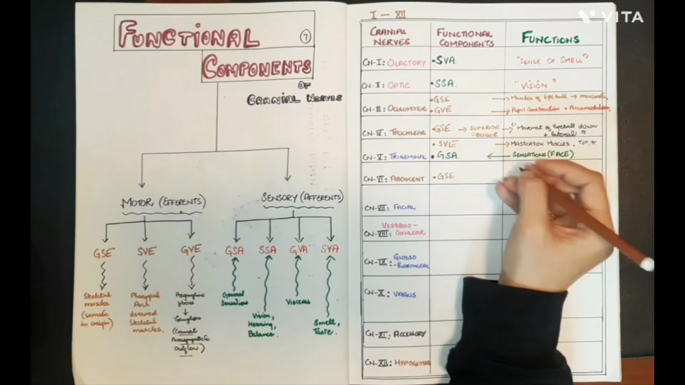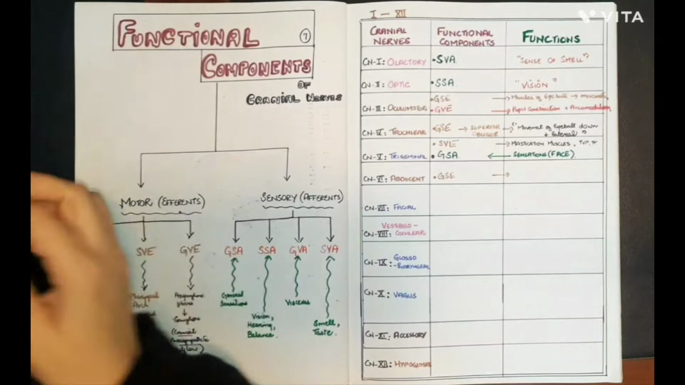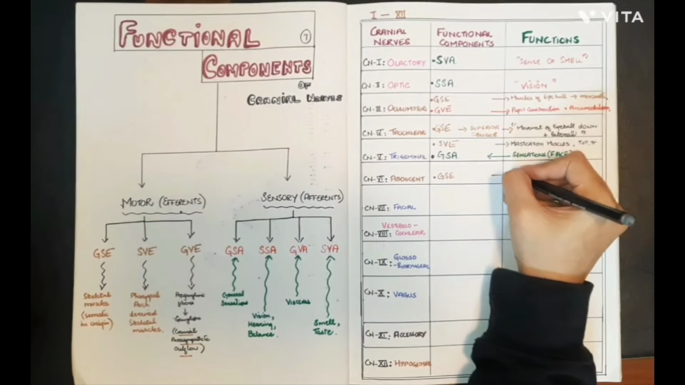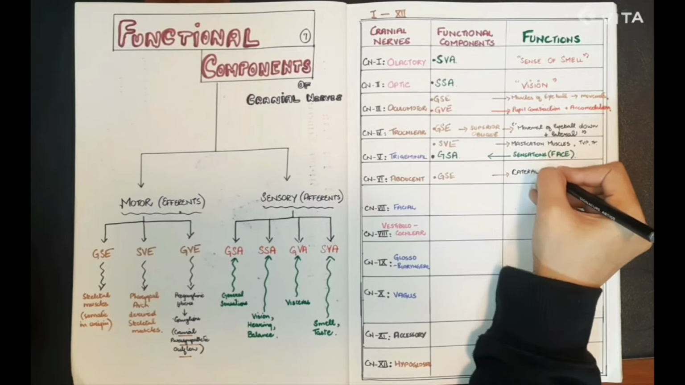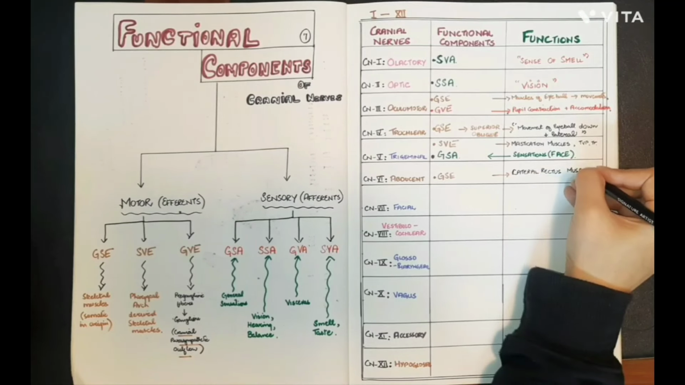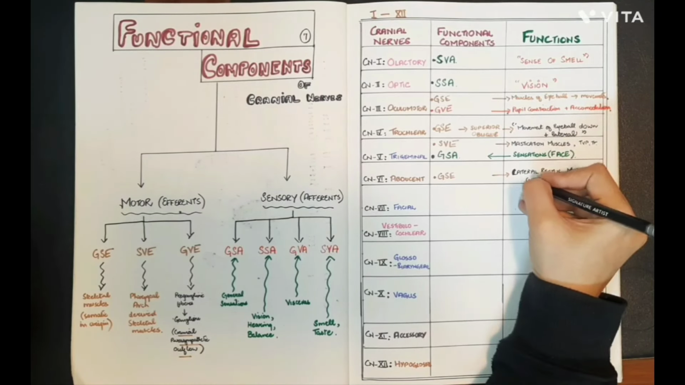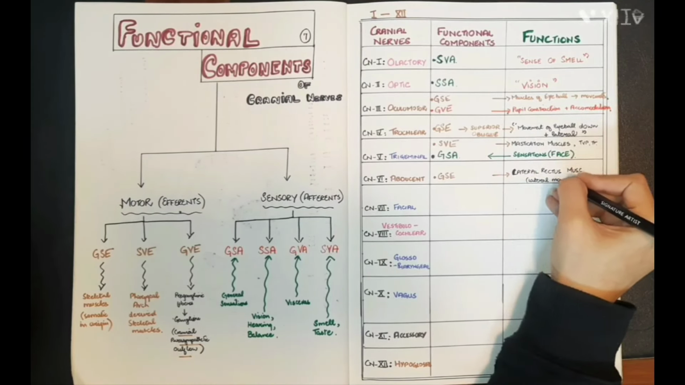Sixth, the abducent nerve is a pure motor nerve with the general somatic efferent component supplying only the lateral rectus muscle. The muscle is somatic in origin, and the main function of this muscle is the lateral deviation of the eyeball.